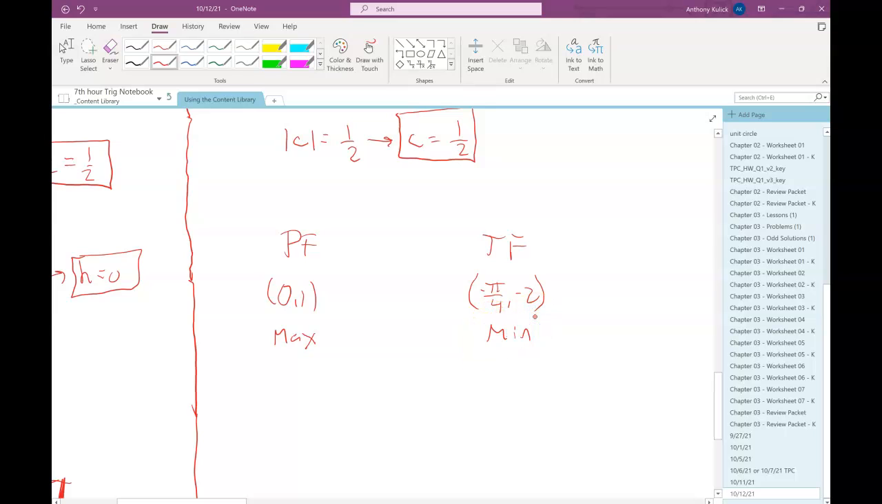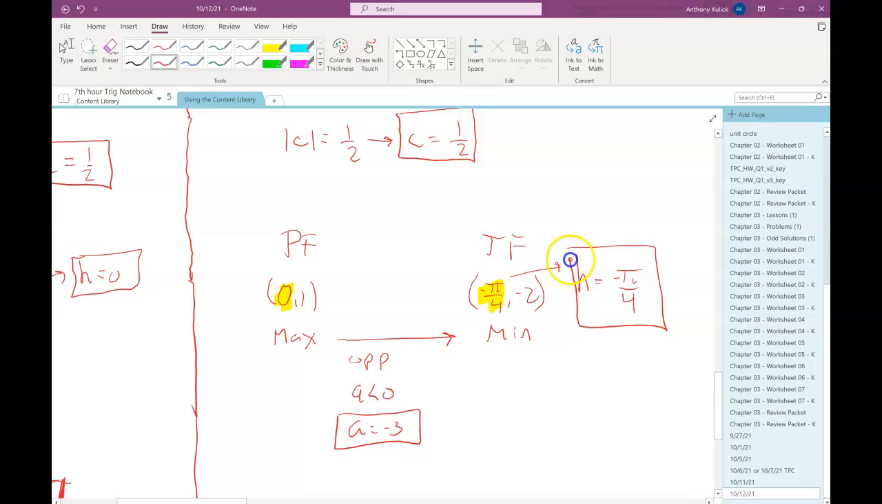I'm going to note that that was a minimum because these are opposite. That tells me that the a value had to be negative. And because the x-coordinate here is 0, the x-coordinate in my transform function has to be my h. And I'm done. I got everything I need now.